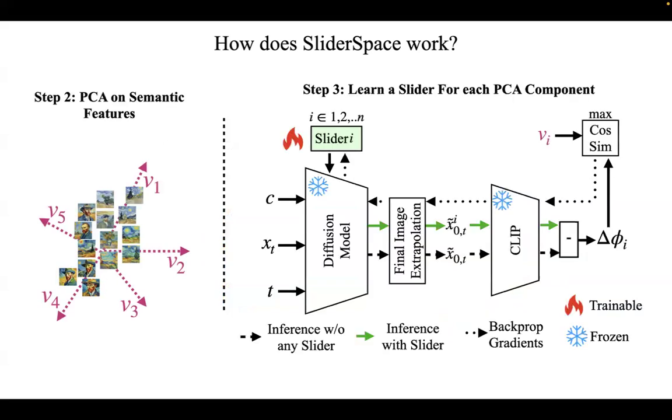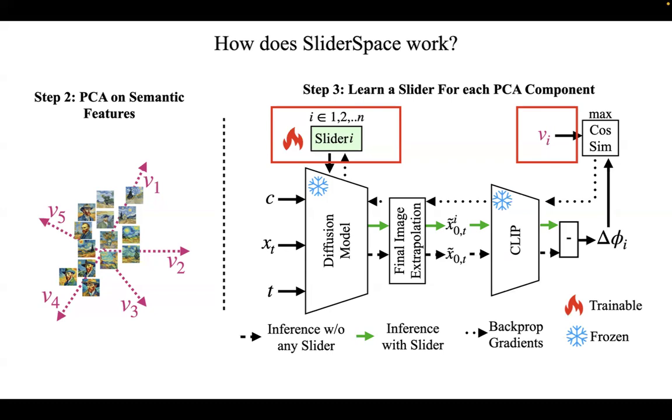We then learn sliders for each of the PCA components that we extracted. So every slider, once attached, should change the output of the diffusion model along these semantic features, like CLIP, across these PCA directions that we extracted. And the gradients flow through this CLIP model and diffusion model and update the weights of the sliders.